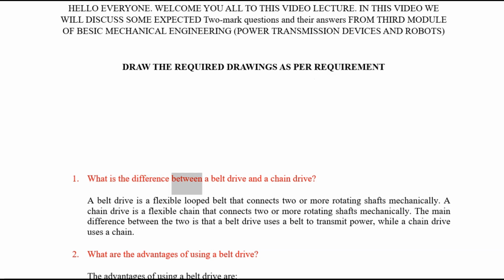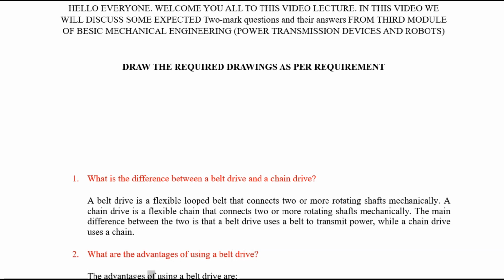What is the difference between a belt drive and a chain drive? A belt drive is a flexible looped belt that connects two or more rotating shafts mechanically. A chain drive is a flexible chain that connects two or more rotating shafts mechanically. The main difference between the two is that a belt drive uses a belt to transmit power, while a chain drive uses a chain.